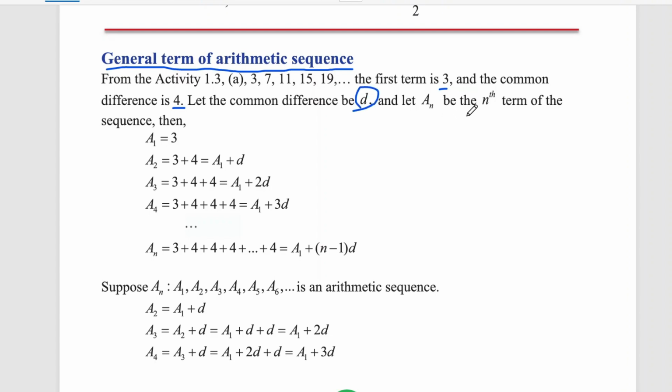Let A n be the nth term of the sequence. Okay. A1 is 3, since it is the first term. A2 is 7, which is 3 plus 4.